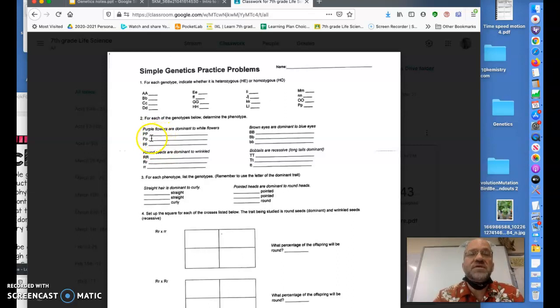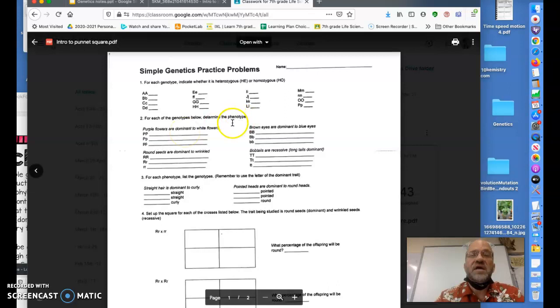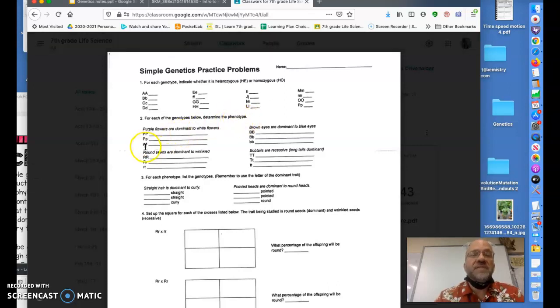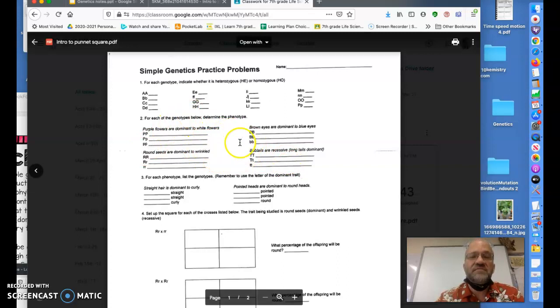So genotypes have to do with how you express it with letters. So for instance, this first one, purple flowers are dominant to white. Well, look, dominant would be capital P, capital P. This right here would be a purple flower. So you would write purple flower. That's the phenotype. Capital P, little p, that would be a purple flower because you have 1 dominant and 1 recessive. And here are 2 recessive. So you would put white right here. You would put purple for these 2 because they have 1 dominant, and that's going to show up. Okay, so you'd go through these and do that.